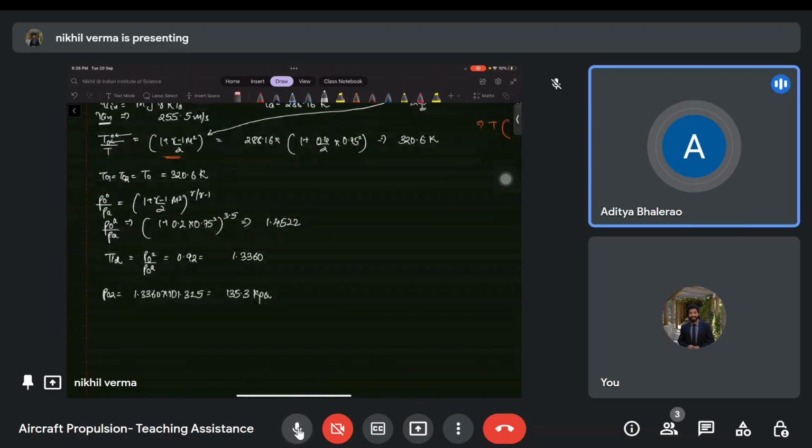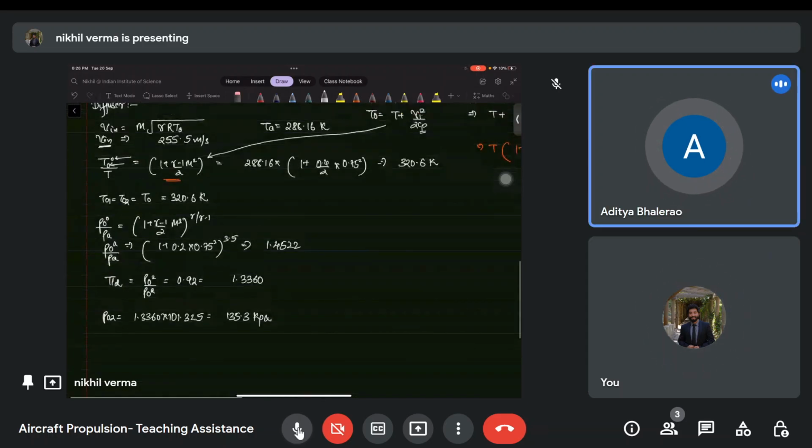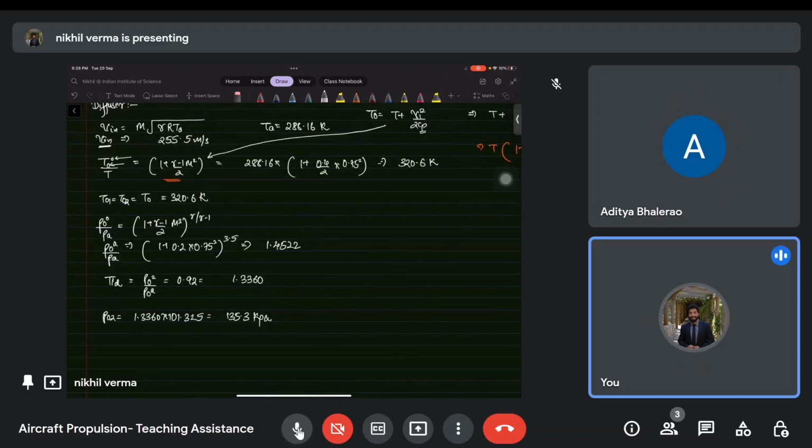Yes. Then, why did we take the temperature the same? Because the velocity will decrease, right? Yes. This is not the static temperature. This is your stagnation temperature.